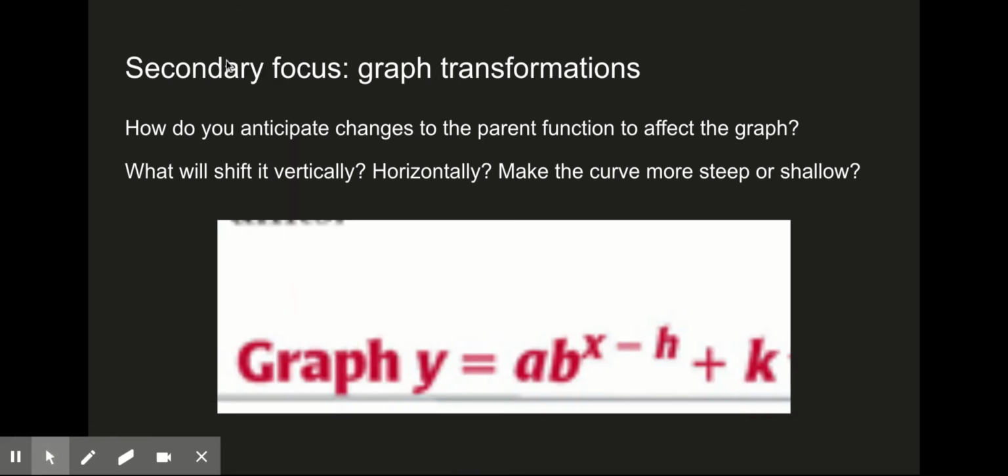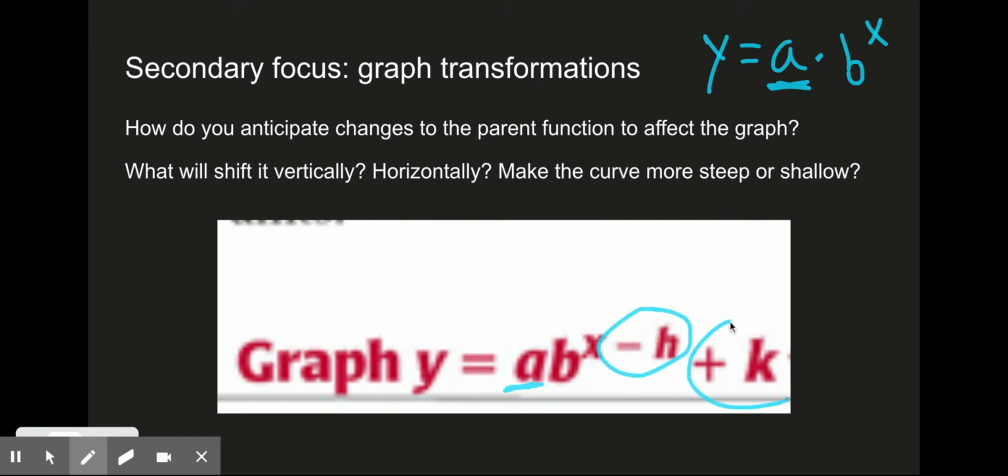Okay, so here it is. This is the general form. We're used to seeing the general form as y equals a times b to the x. So we've dealt with this before. We've dealt with this being sort of like a multiplier. We haven't talked so much about how it makes these things compress or contract. But now we're adding this and this.